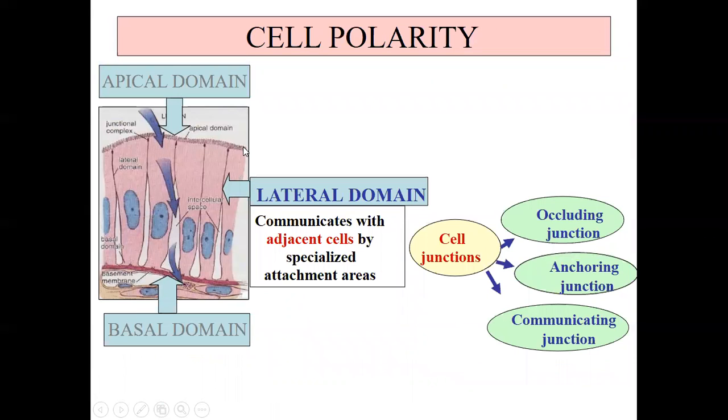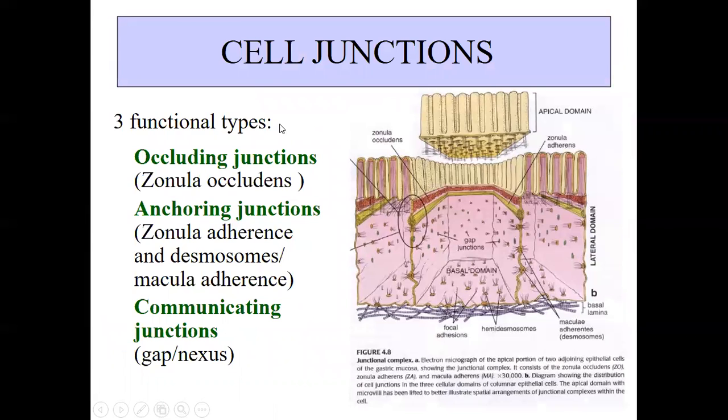Now we're going to discuss the lateral domain. Here we are focusing on the three cell junctions: the occluding junction, anchoring junctions, and the communicating junctions. As I mentioned earlier, we have three functional types of cell junctions. For the occluding junction, we have the zonula occludens. You can see here the brown colored structure belongs to the zonula occludens. The second one is the anchoring junction. We have the zonula adherens, the yellow colored structure here.